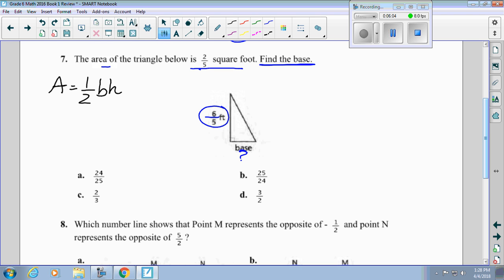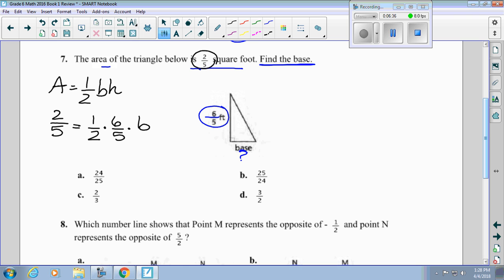So we are going to plug in what we know. We know the area is 2/5, so we're going to plug that in. 1/2 is going to stay 1/2. The base we don't know, but we know the height is 6/5. So here's our unknown, the base. And the reason I was able to flip-flop the order of the base and the height is because of the commutative property of multiplication. So now, when you are multiplying fractions, you do not need a common denominator.